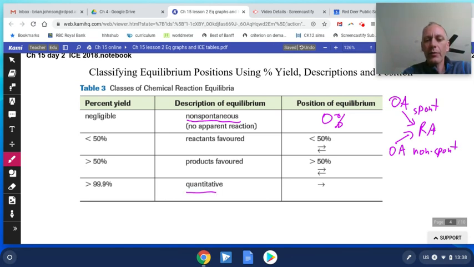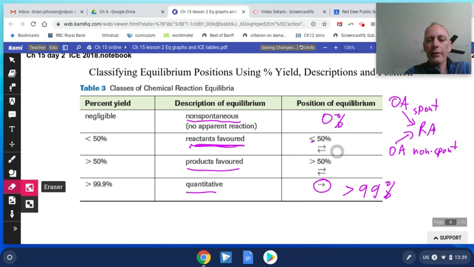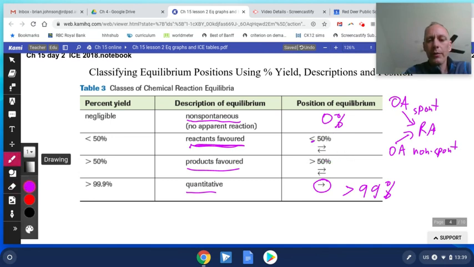Totally spontaneous, we use the term quantitative with a single-headed arrow, which means greater than 99%. But then we have 2 in the middle. One where we have reactants favored, less than 50%, and products favored, greater than 50%. So we use those terms.